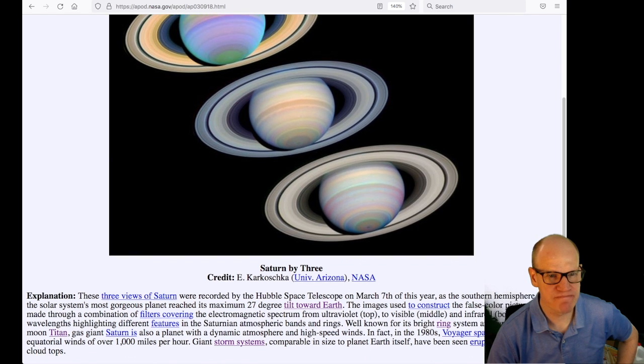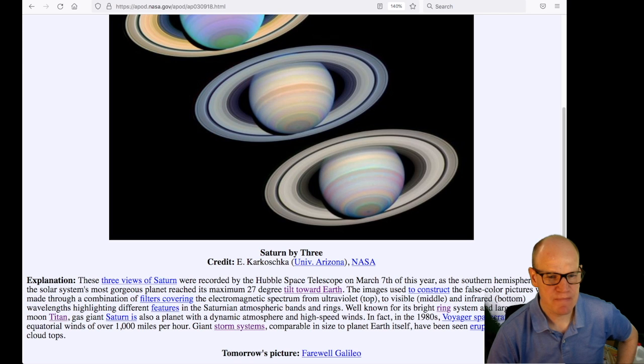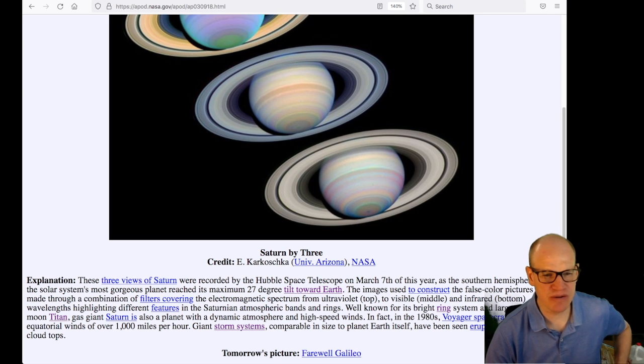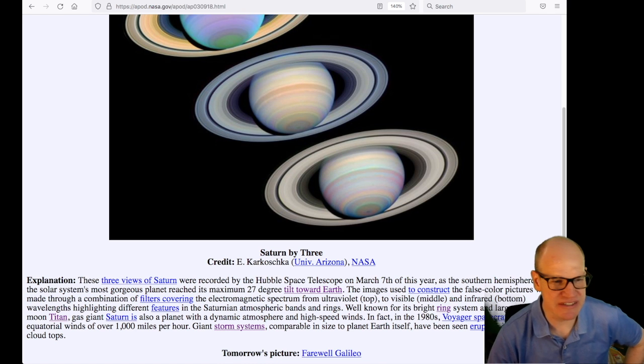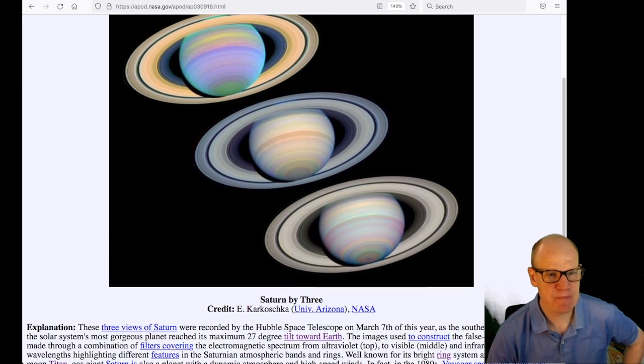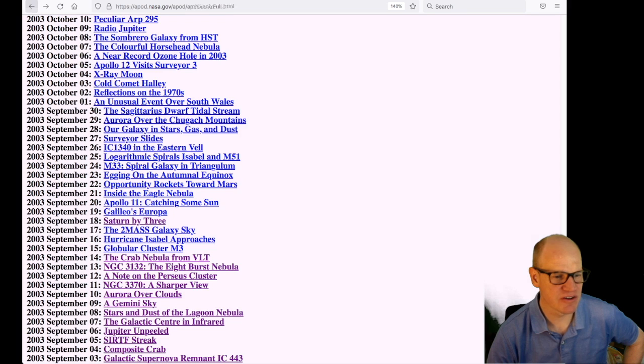Okay, there we go. That is what Saturn looks like. Giant storms comparable to the size of the Earth have been erupting in Saturn's cloud tops. Like volcanoes, except there aren't as many houses.